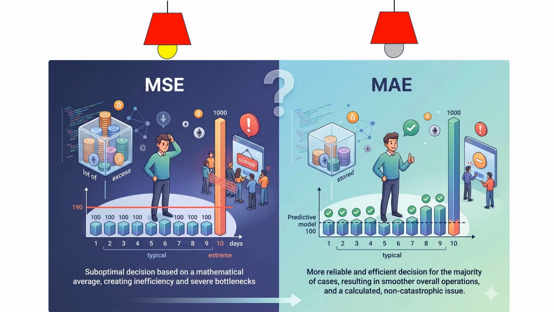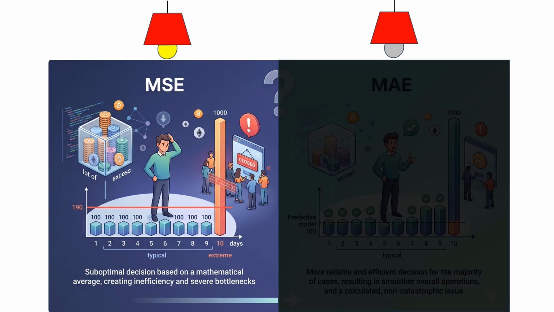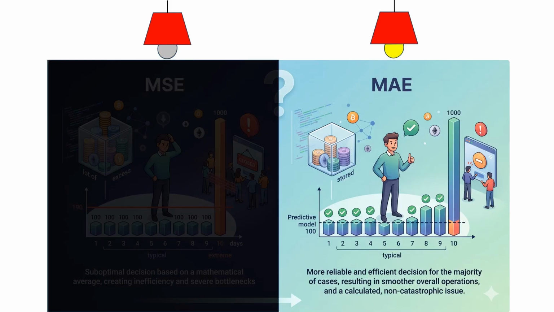Now consider this example. Imagine you're running a cryptocurrency exchange, and every day you need to decide how much liquidity to keep. Now here's the interesting part. Suppose your data looks like this. 9 days you need 100 units, and 1 day you need 1,000. If you train your model with MSE, it predicts around 190. That means most days, you're over-allocating. And on the worst day, you're still under-allocating by a lot. But if you train with MAE, the model predicts 100. Now you're exactly right. 9 times out of 10.